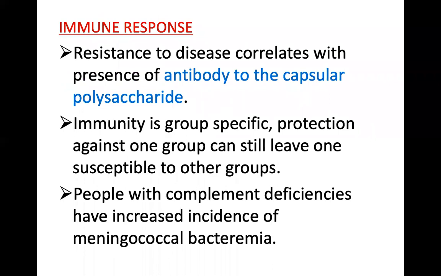So what is the immune response? Resistance to disease correlates with presence of antibodies to the capsular polysaccharide. Any immunity that is mounted is serogroup specific. So protection against one group can still leave one susceptible to other groups, and people with complement deficiencies, any deficiency in their complement system, have an increased incidence of meningococcal bacteremia.